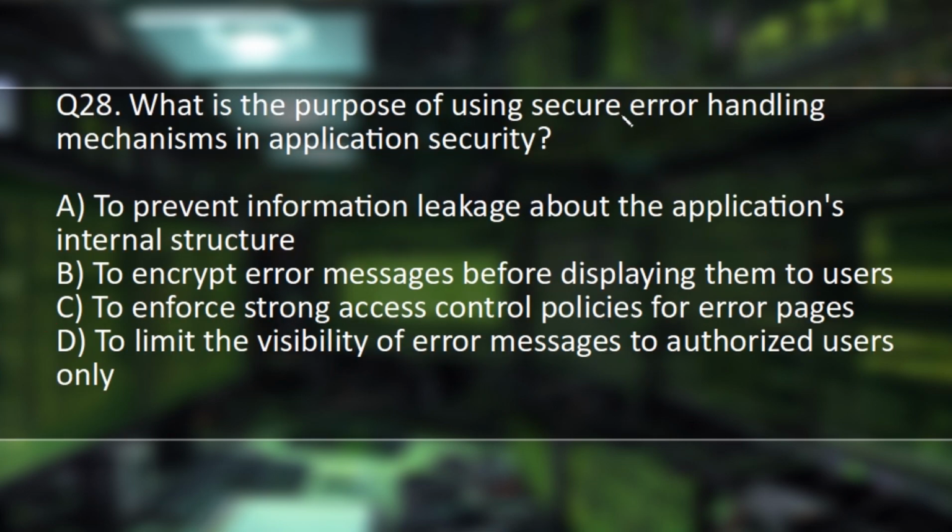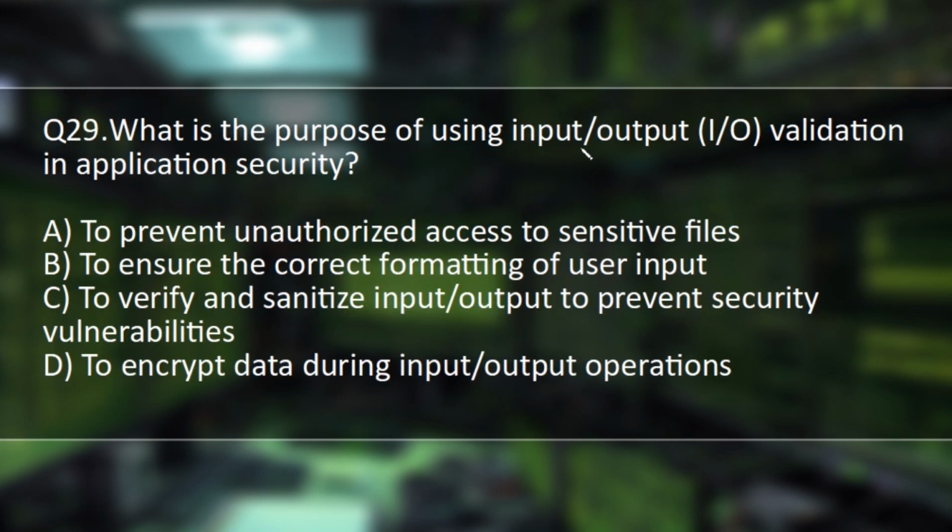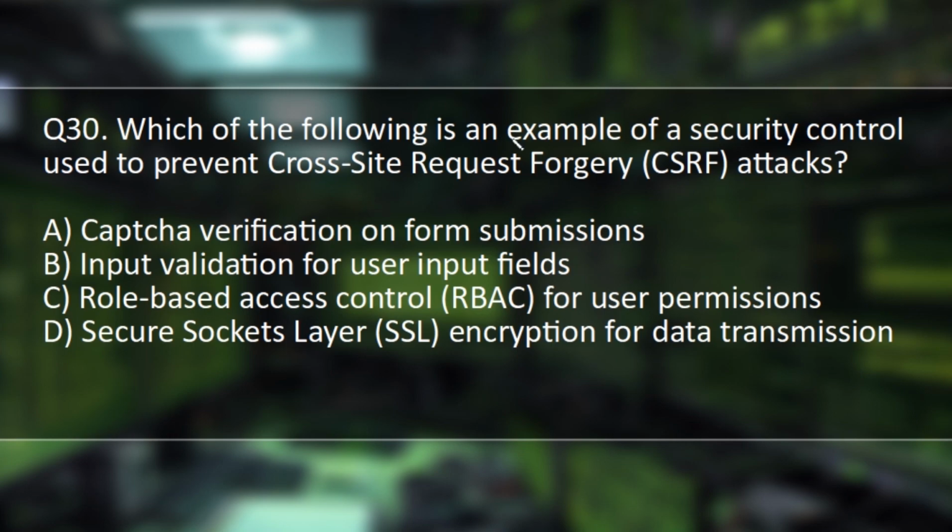What is the purpose of using secure error handling mechanism in application security? So secure error handling is necessary to prevent information leakage about the application's internal structure. Okay, what is the purpose of using input output validation in application security? The purpose of input output validation is to verify and sanitize input and output to prevent security vulnerabilities. Which of the following is an example of security control used to prevent CSRF? So what is the mechanism? CSRF can be prevented using CAPTCHA verification on form submissions.